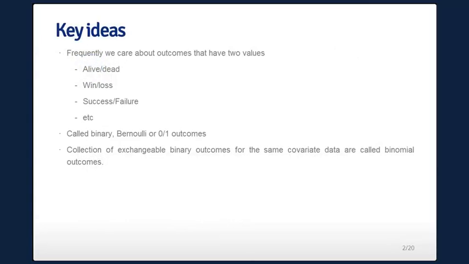Okay. Frequently, we care about outcomes that have two values. For example, if we're doing survival analysis, we're interested in alive versus dead, win versus loss, success versus failure, etc. And these are called binary, Bernoulli, or 0-1 outcomes.